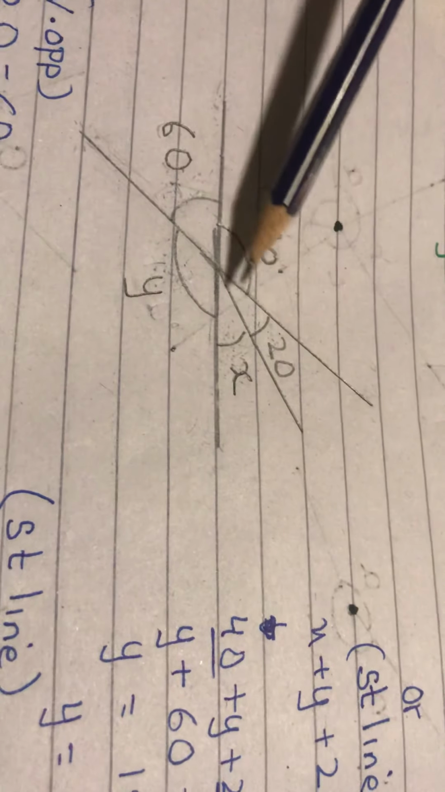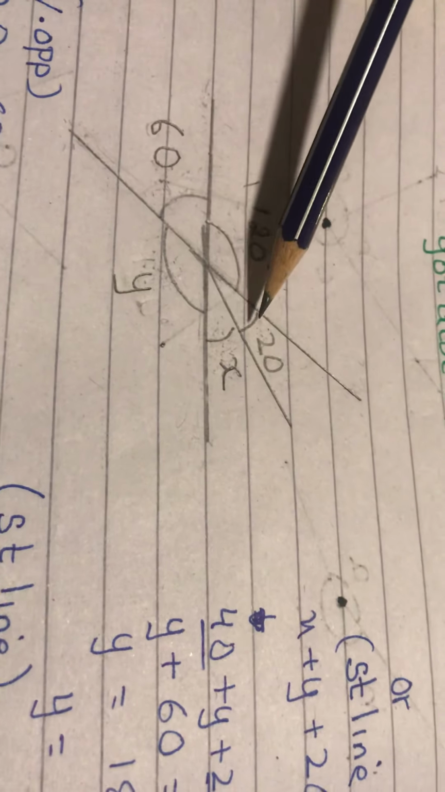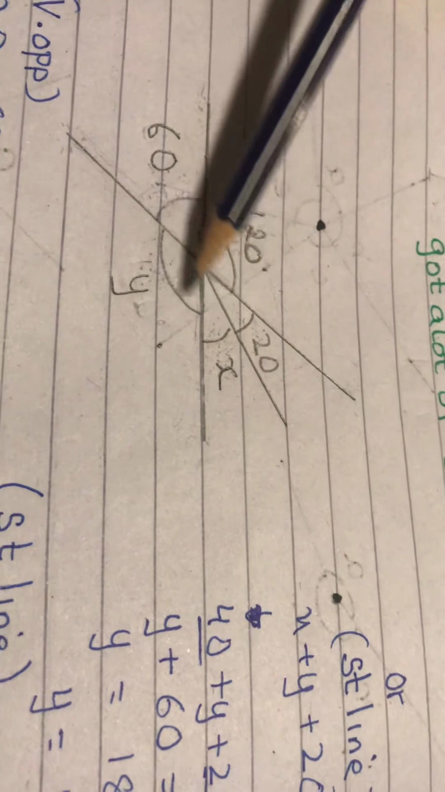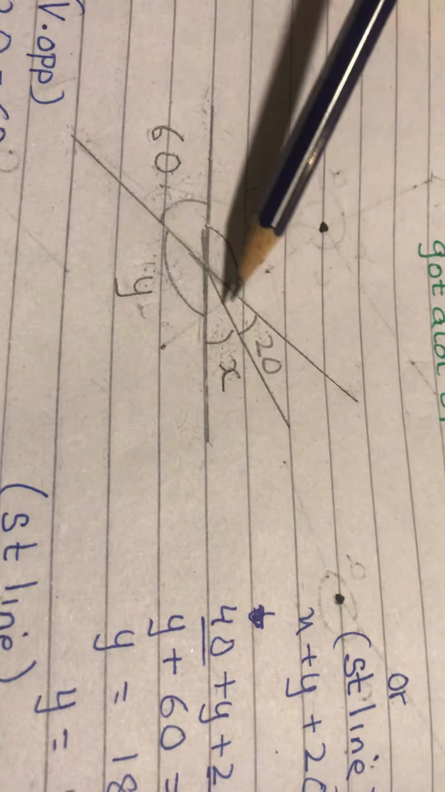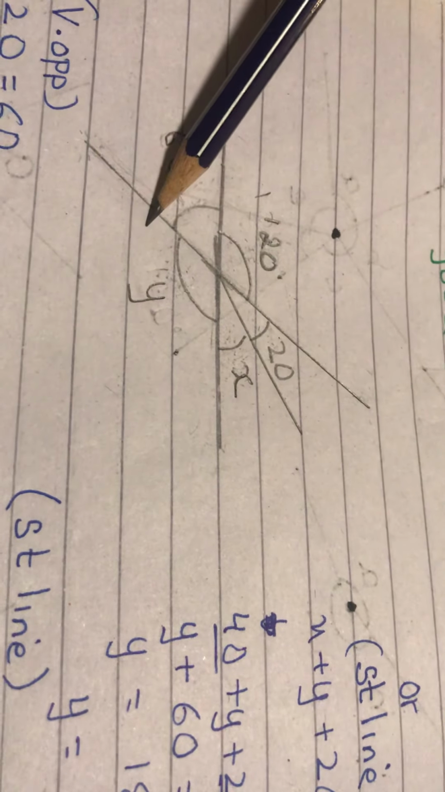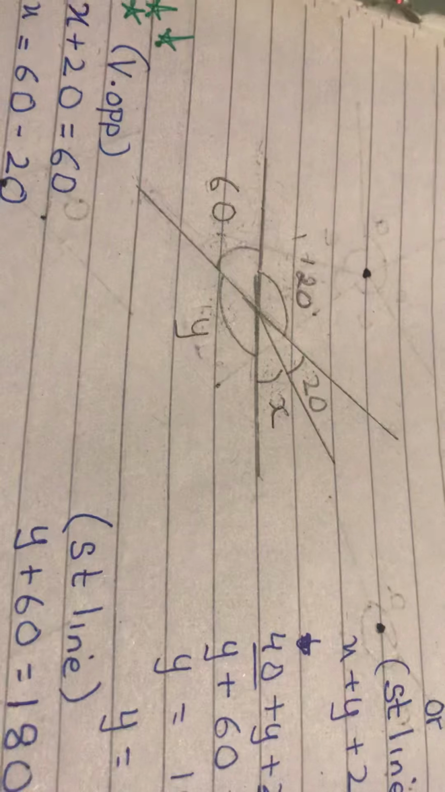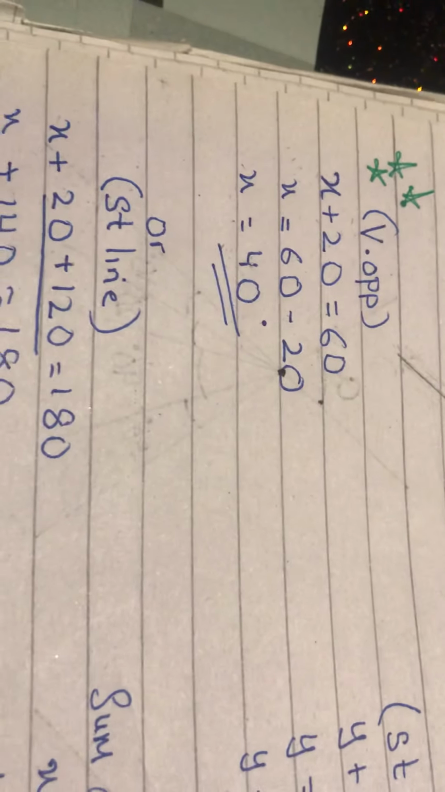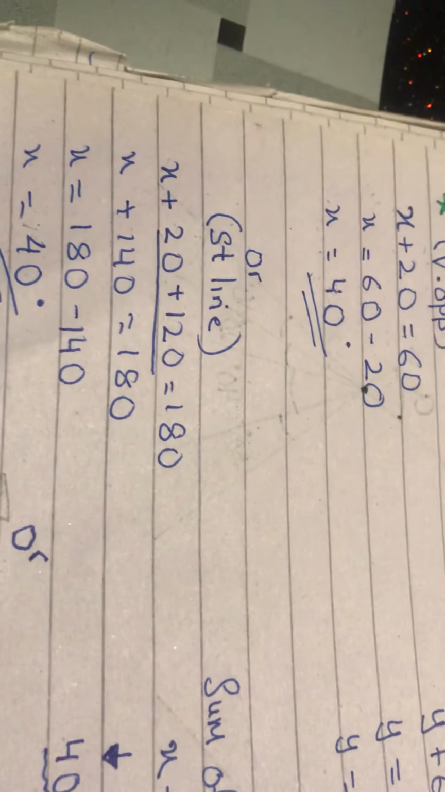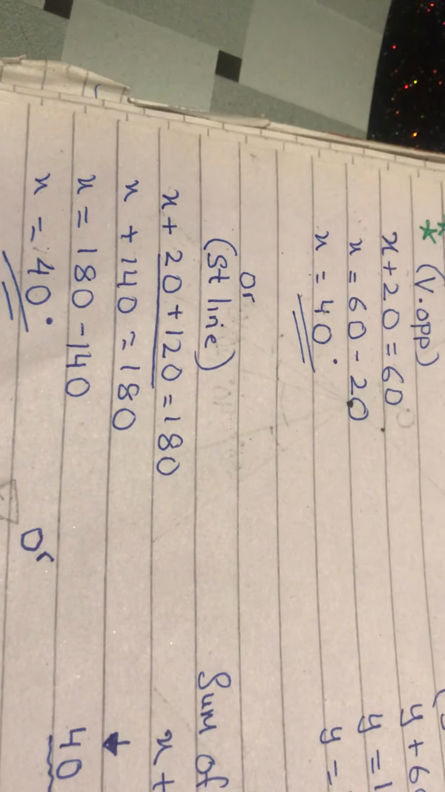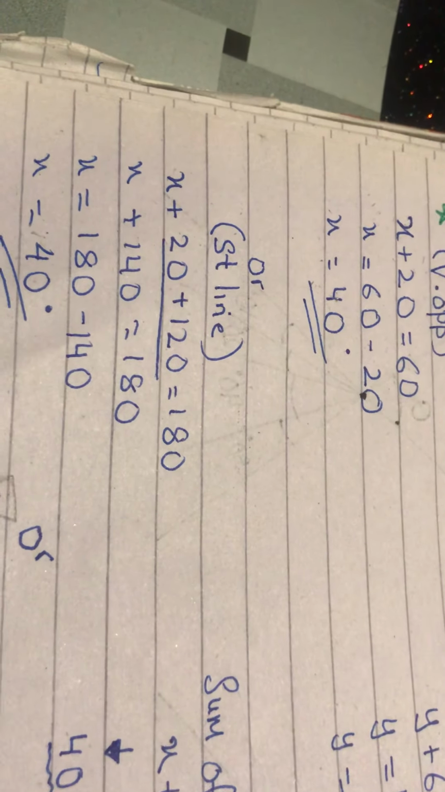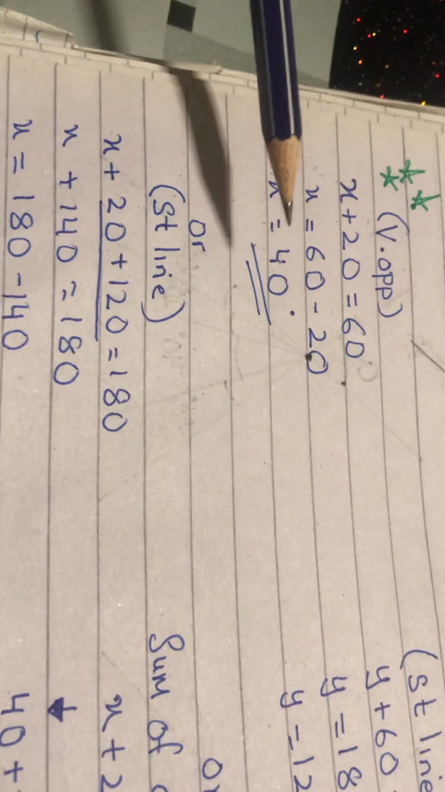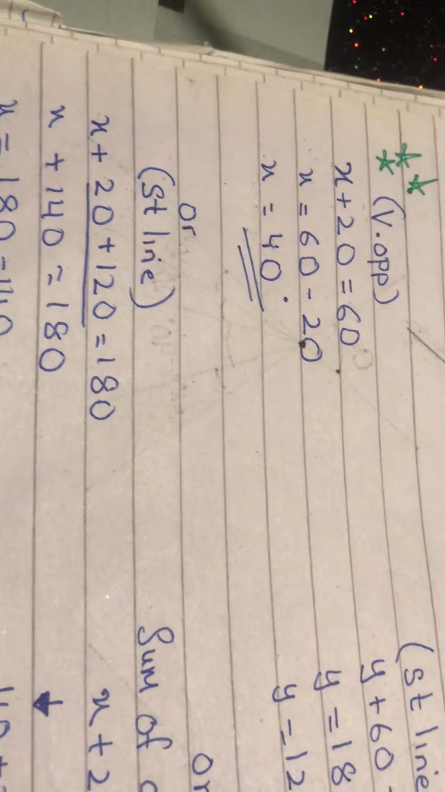Now we also have this line on which there is 20, x and y. But we cannot use this line because there are 2 unknown angles on the straight line, right? So we cannot use this line. So now there are 2 ways to solve x, the vertically opposite angle and the straight line angle. And this is how you're going to solve it. Now the answer is going to be the same, but I prefer this one because this is the fastest way to find out the value of x.